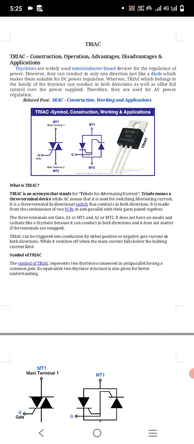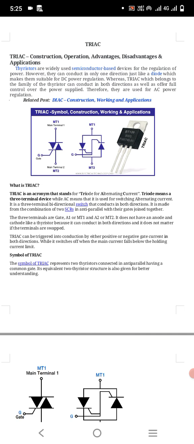TRIAC stands for Triode for Alternating Current. A TRIAC is a three-terminal semiconductor device that can conduct current in both directions when it is triggered. It is mainly used for controlling AC power. The TRIAC of maximum rate 16 kilowatt is available in the market. TRIAC is one of the members of the thyristor family.